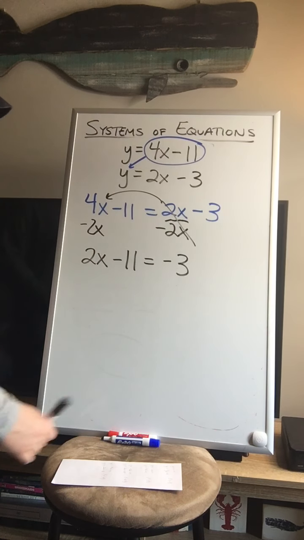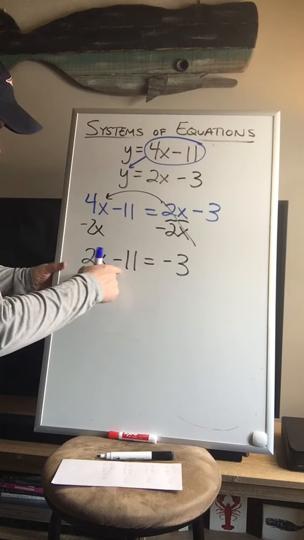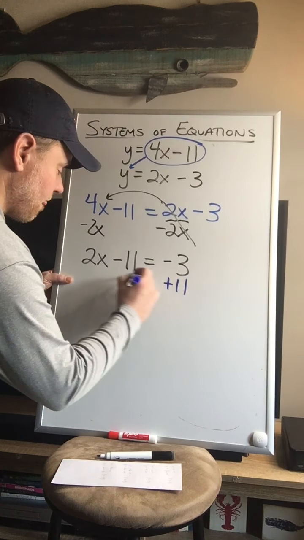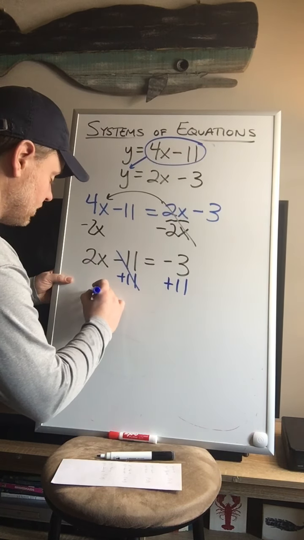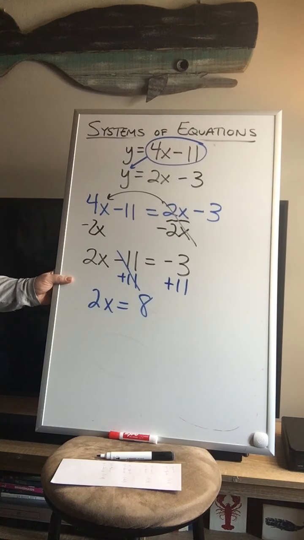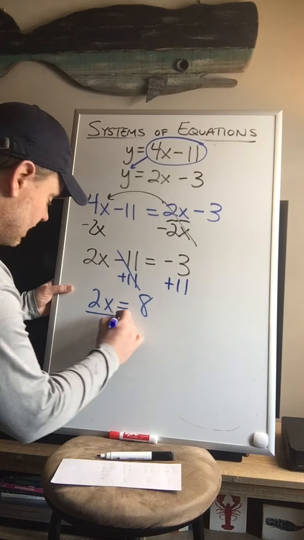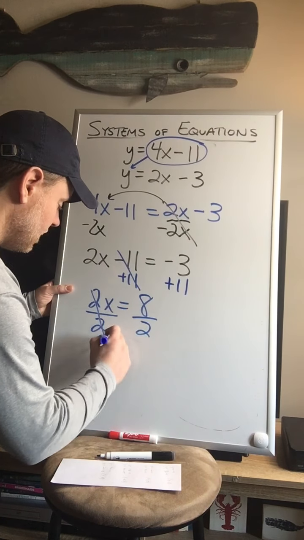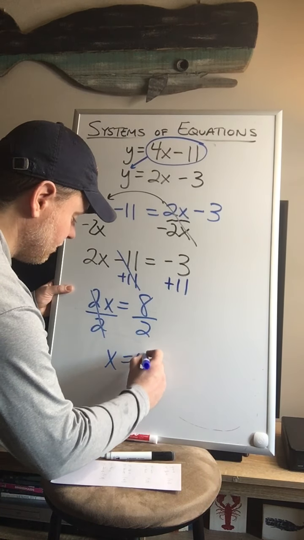Now, I go ahead and I'm going to finish up. Minus 11, I'm going to plus 11. So that's 2x, and then minus 3 plus 11 is 8. And then lastly, I divide by 2. And so x comes out to be 4.